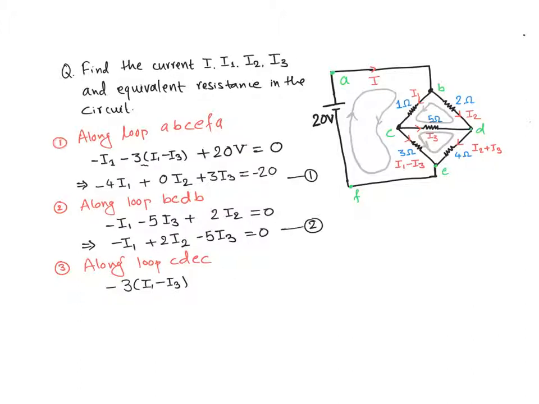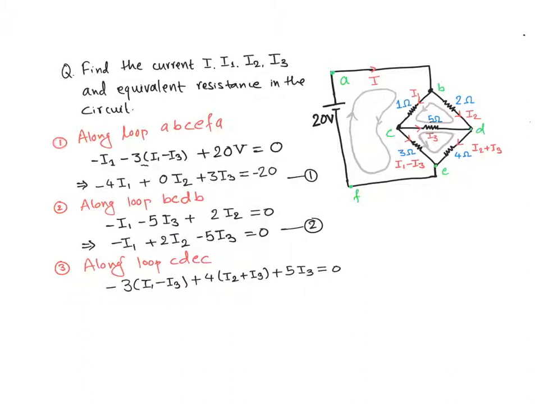When we move from point E to D, we are moving opposite of the current. So voltage drop is positive, resistance 4 ohm, and current is I sub 2 plus I sub 3. And when we are moving from point D to C, we are again going opposite of the current. So voltage drop is positive and resistance 5 ohm, current I sub 3, which equals 0.